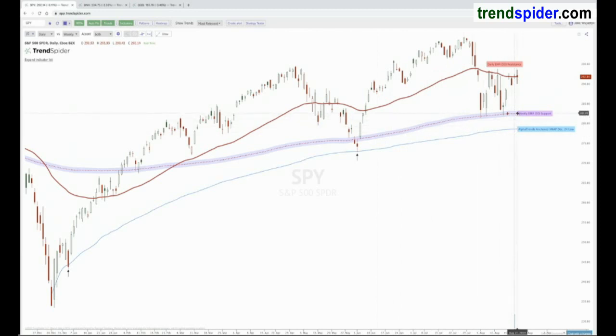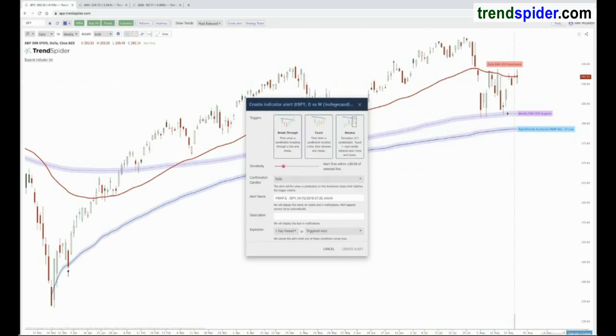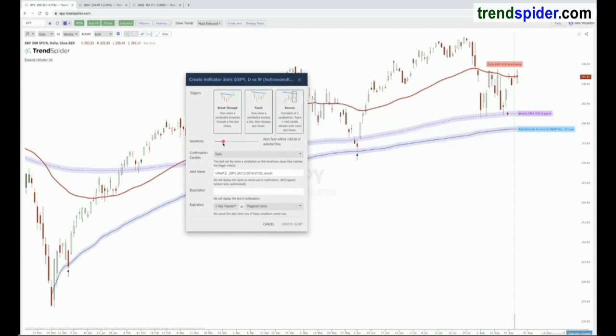But if I want to, let's say, layer the support, meaning we break down through here, and then I want to capture if we break down through here, I'm just going to create an alert at this line. Let's say that I only want to be alerted when the price action tests this exact line. I would then only choose sensitivity pretty much at 0, because that means the alert is going to fire when the price hits the selected line precisely.